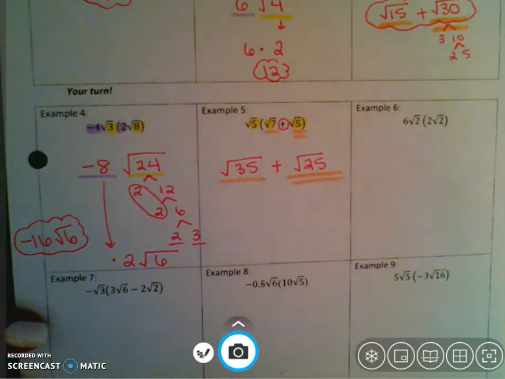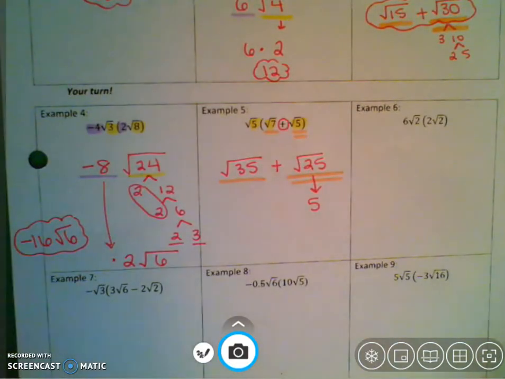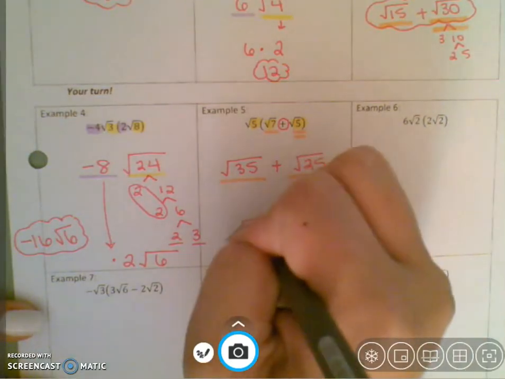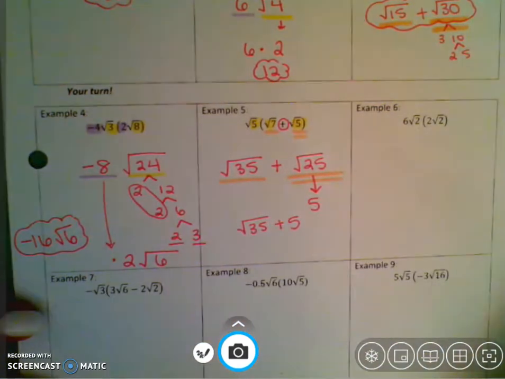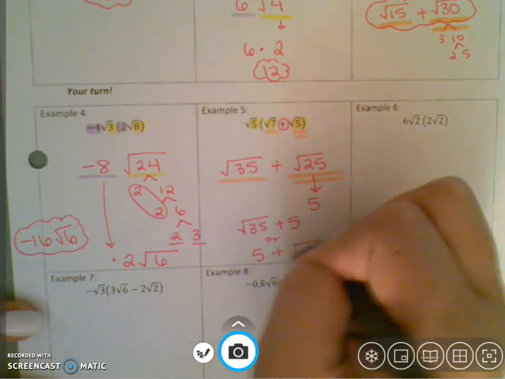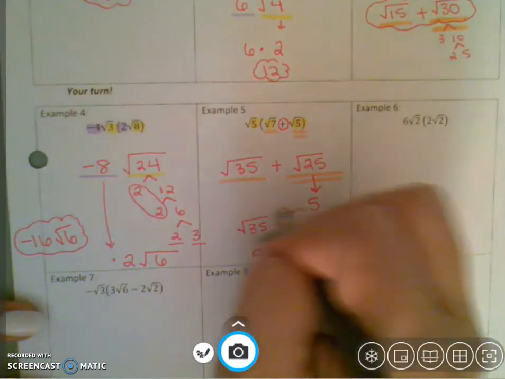35 doesn't simplify because it's just 5 times 7. 25, though, you should realize is a perfect square, is a 5. So you can write this 2 different ways. You can write this the square root of 35 plus 5, or sometimes you'll see it as the 5 first, then plus the square root of 35. Either one of these is correct.